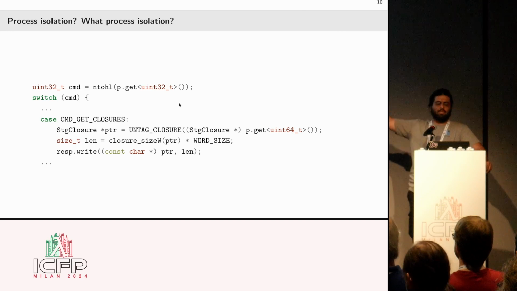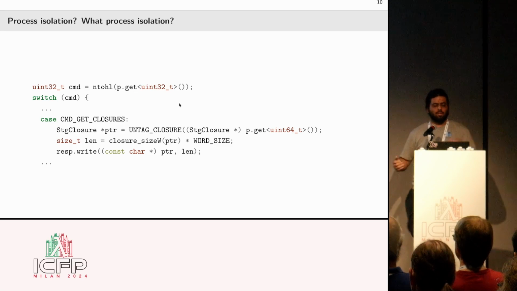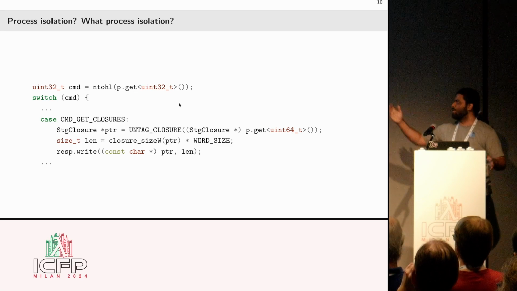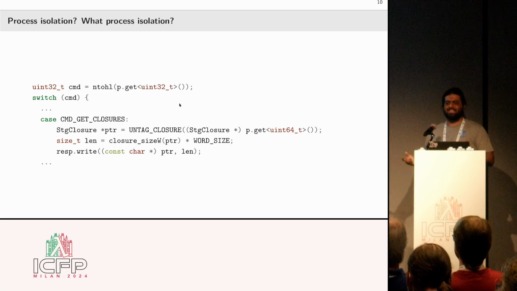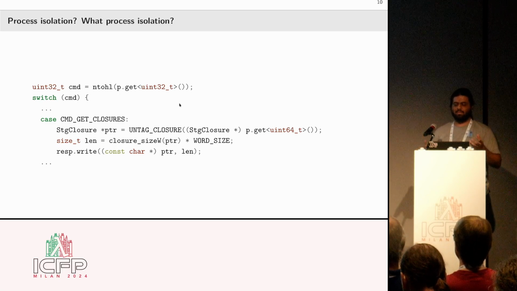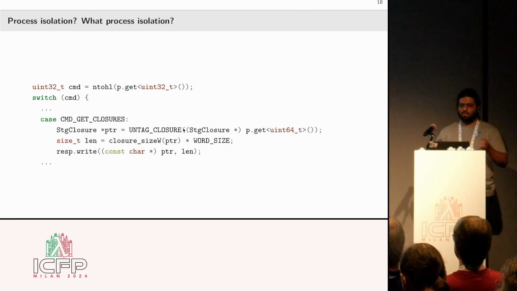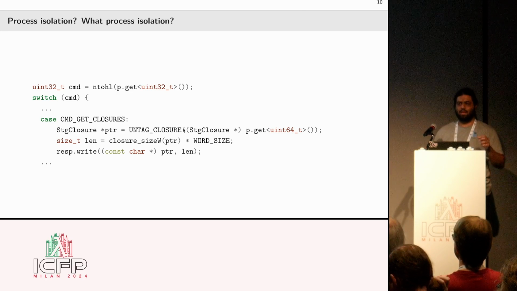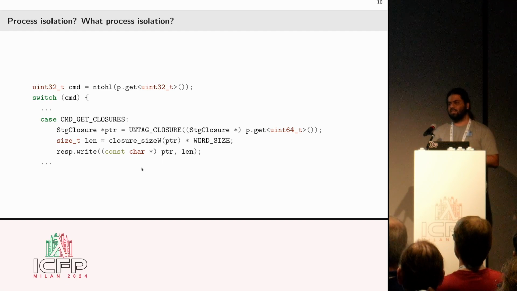In this case, one command is the get closure command, which asks the debuggee, okay, give me the raw bytes that make up this closure. What we're doing here is reading an int64 from the socket, and we're casting it to a StgClosure pointer. So we're casting an int we read over a serialization interface into a pointer, and we're computing the size of that closure. We're assuming it's a valid pointer to a Haskell heap object, and we're responding to the client with basically the contents of that memory at that location.